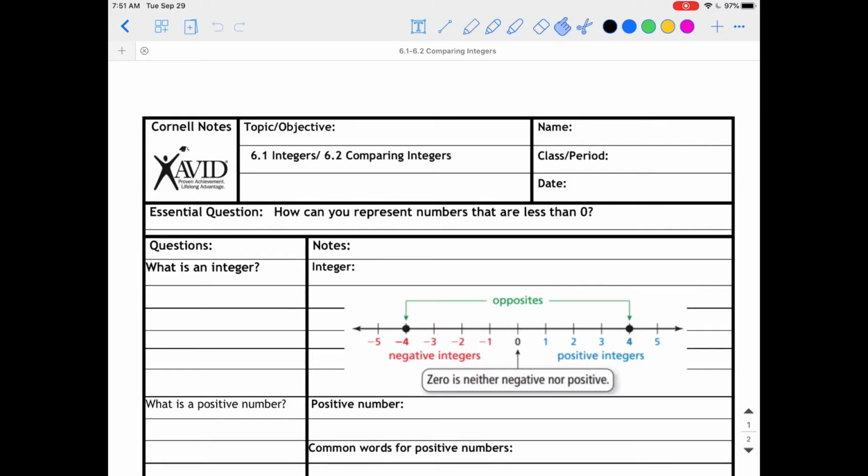Hi guys, today we are moving on to Unit 2. So we are going to be taking notes today on 6.1 integers and 6.2 comparing integers.